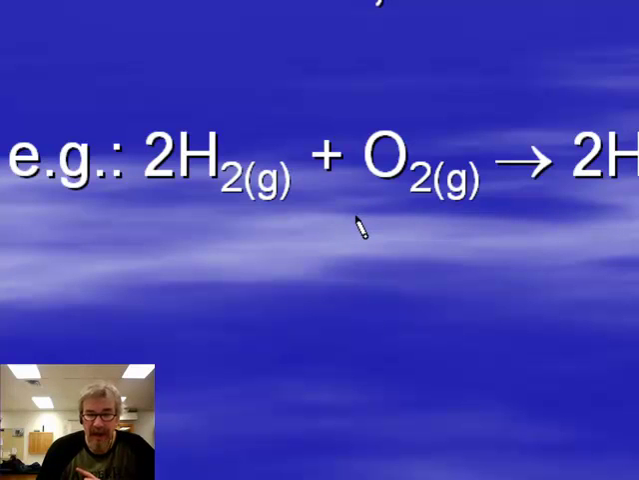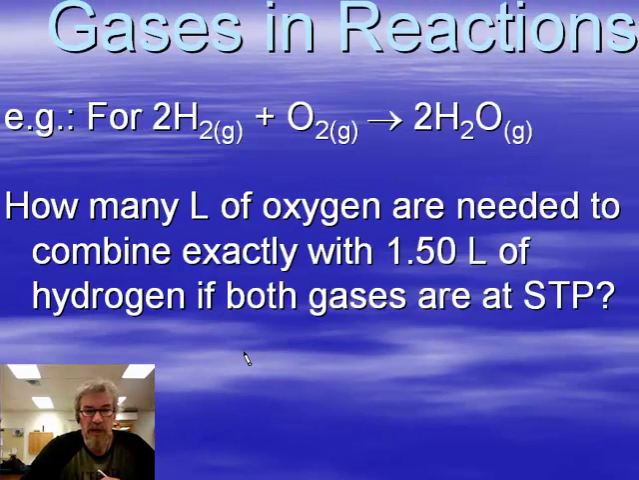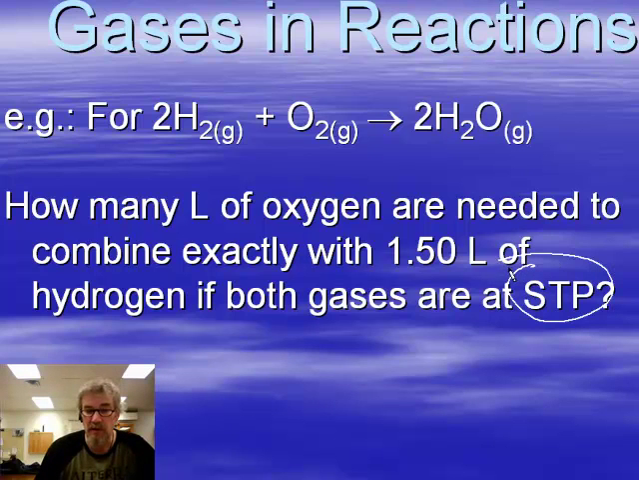What are the conditions? They both have to be gases, and the pressure and the temperature have to be the same for both gases. So let's say we had this question to answer. How many liters of oxygen, this is a prediction, are needed to combine exactly with 1.50 liters of hydrogen? Both gases are at STP. So we know that the temperature and pressure isn't changing. They're both at STP. So we can use this idea of volume ratios to solve this problem.